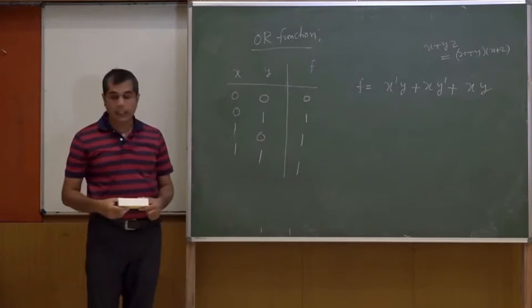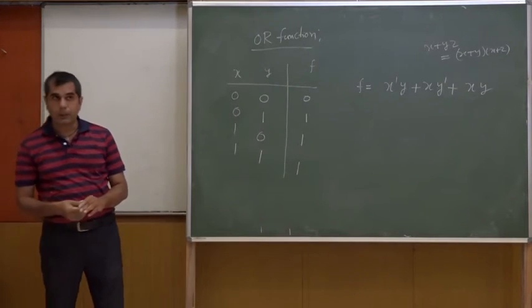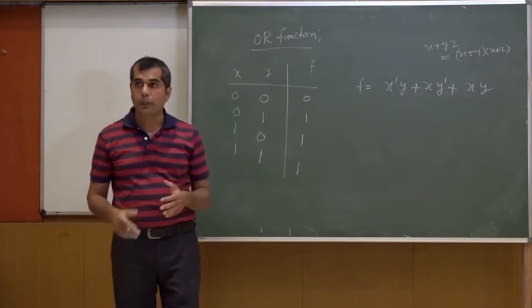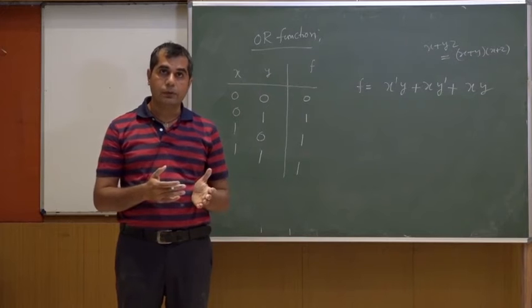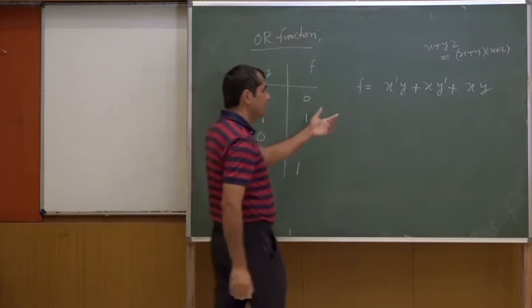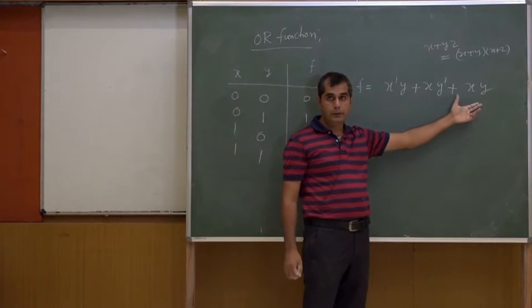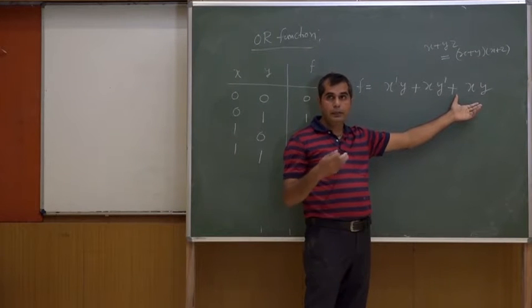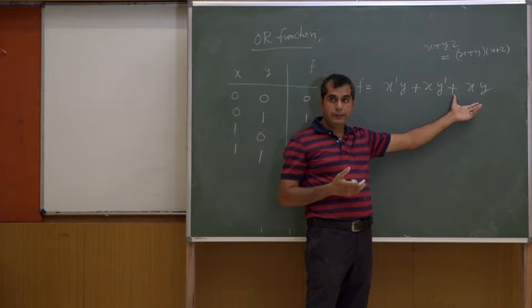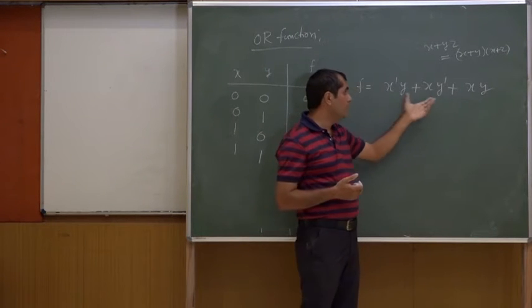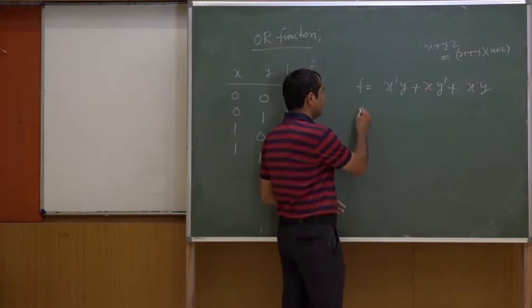Because if the number of variables is more, we will have more min terms. So writing those min terms like this is always going to be difficult. Okay, so an alternative form of this representation is developed. What can we do? We can write this in this fashion only.